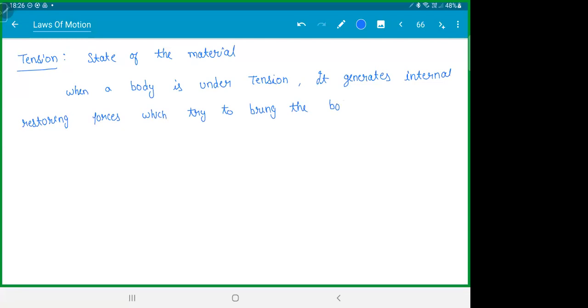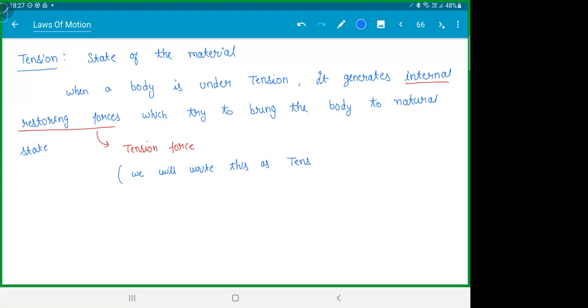So whenever you try to deform the body, that is to stretch it or elongate it, it will always try to come back to the natural state. So this internal tension, restoring forces, this thing is what we call tension forces. The actual name is tension force, but then we are lazy, so we will simply write it as tension.